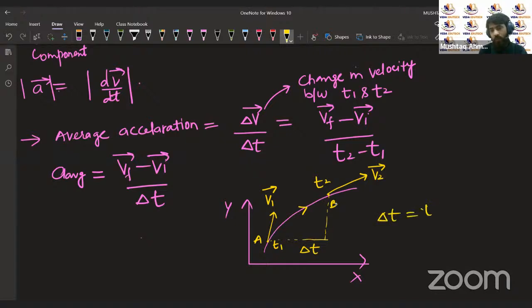if somebody asks us what is the average acceleration, it will be equal to the change in velocity vector, that's v2 vector minus v1 vector, between the intervals t2 and t1, because v1 is the velocity at t1 and v2 is the velocity at t2. So we'll write it as t2 minus t1. So this will be our average acceleration.